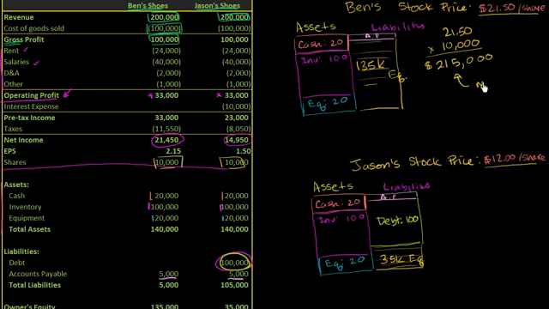And this calculation, this multiplication of the market price per share times the number of shares, this is called the market cap. The market cap, short for market capitalization. The market cap of the company. And all it is, what is the market valuing the equity part of Ben's company worth?